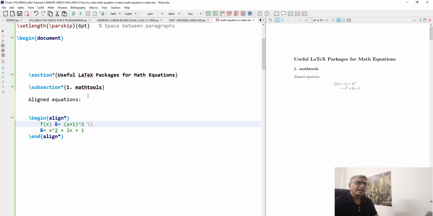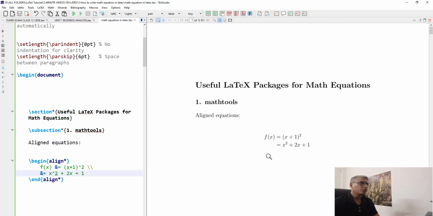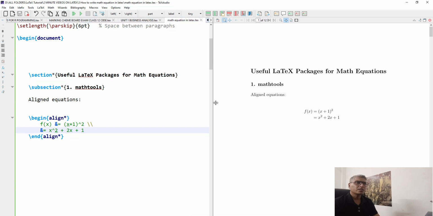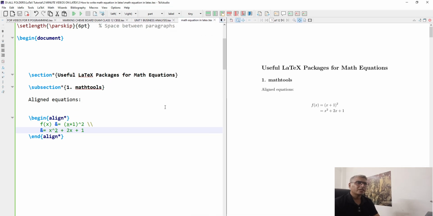f(x) equals (x plus 1) raised to the power 2, and we have given the line break here by using double slash, and this is our next line of equation, which is x raised to the power 2 plus 2x plus 1. If we see the output here, we can see how beautifully it has rendered our code here. We are going to learn later how to write the mathematical equation. Here we are discussing about the packages only.